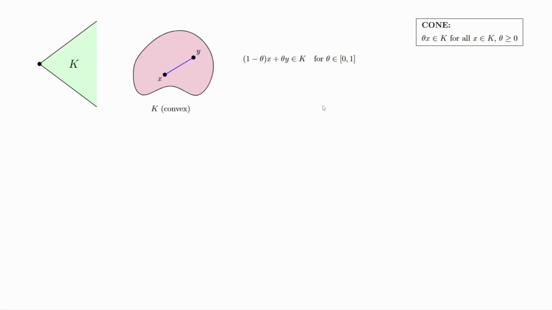In other words, if x is less than or equal to y, and y is less than or equal to z, then x is less than or equal to z. Using the properties of cones and convexity, on screen is an argument for why that is true.